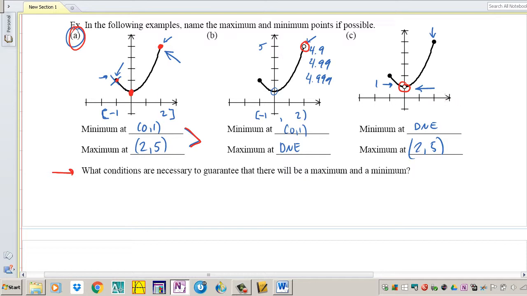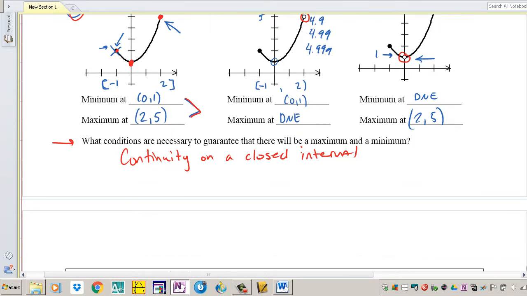So again, what conditions are necessary to guarantee that there will be a maximum and a minimum? Well, the conditions are continuity on a closed interval, which means I have a graph in between A to B, and A to B are defined, so there must be some sort of maximum and some sort of minimum. There has to be. And on the next page, we're going to go ahead and talk about a theorem that says that.